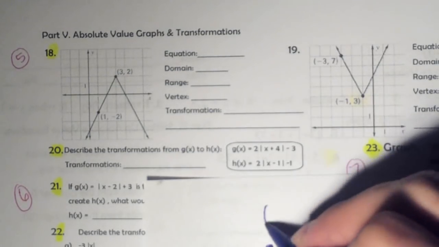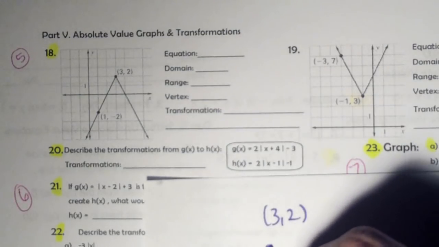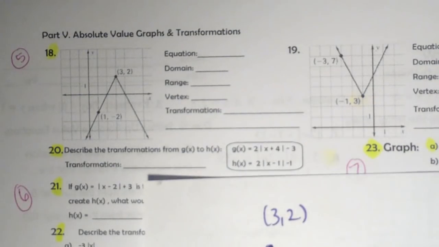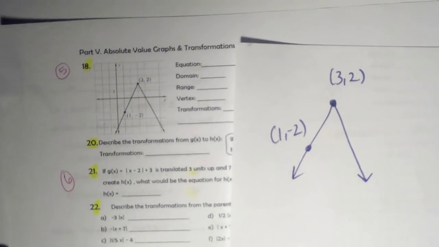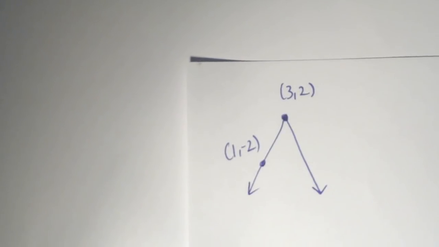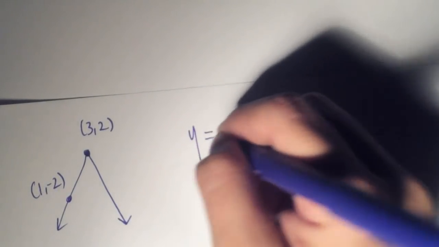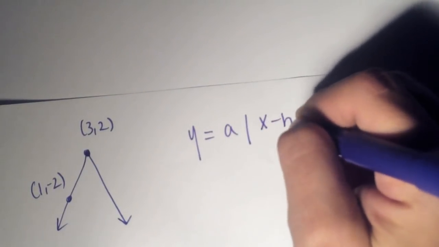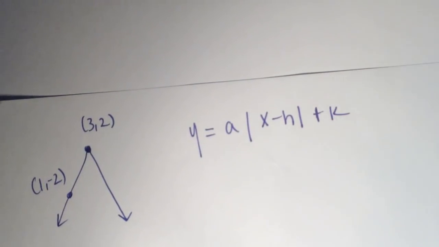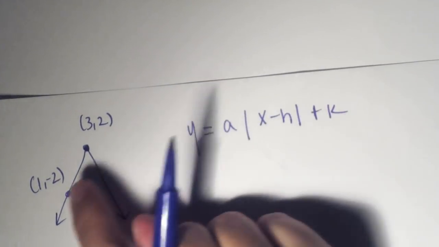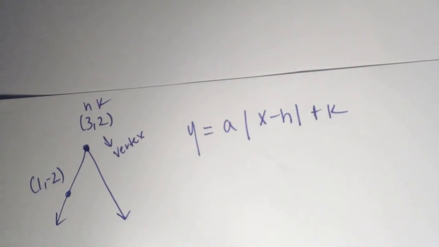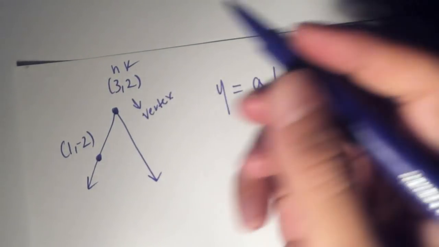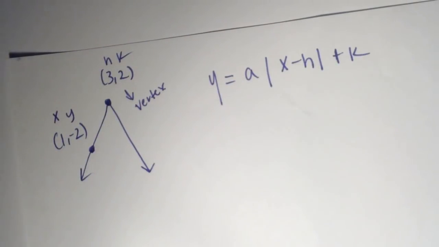So they tell you that one of the points is (3, 2), and then another point on the graph is (1, -2). Okay? So I'm going to write that. The generic equation for an absolute value, if you remember from a while ago, is y equals a absolute value of x minus h plus k. They give us 2 points right here. This (3, 2) is your vertex, that's your h and that's your k. And then this is just a random point on your absolute value graph. I'm going to call that x and y.